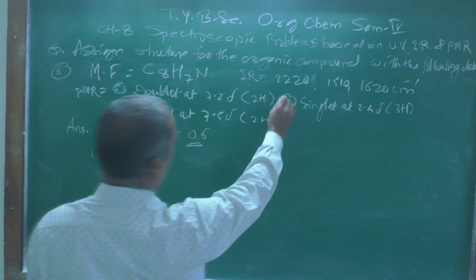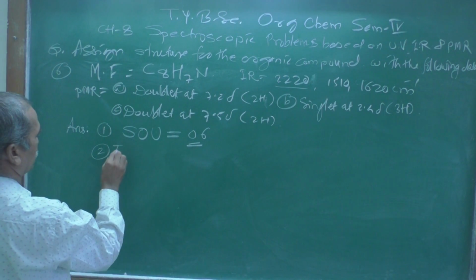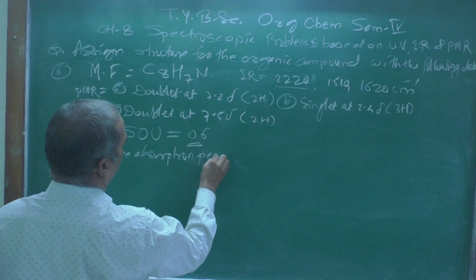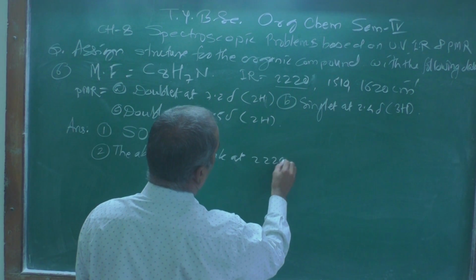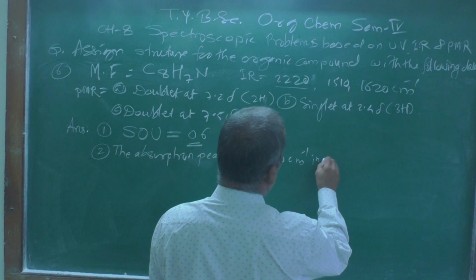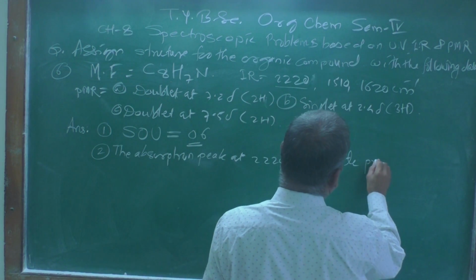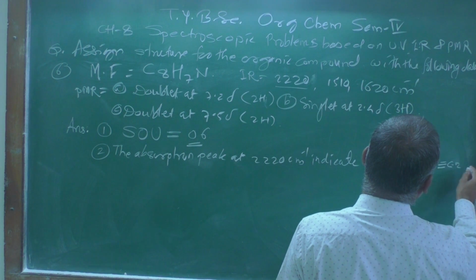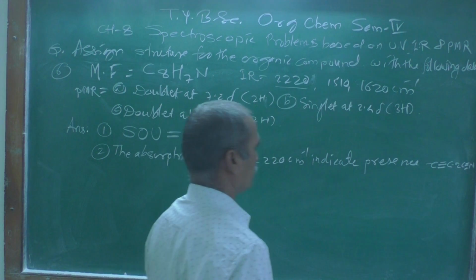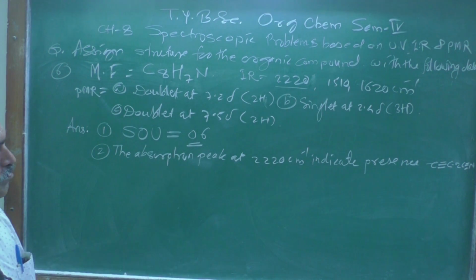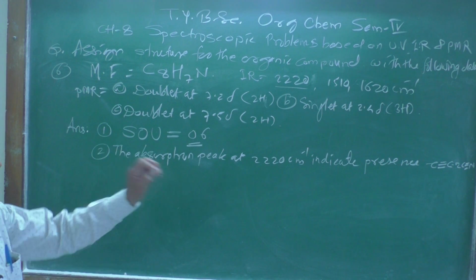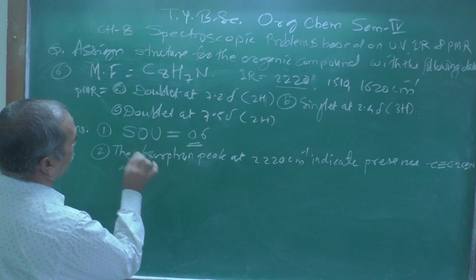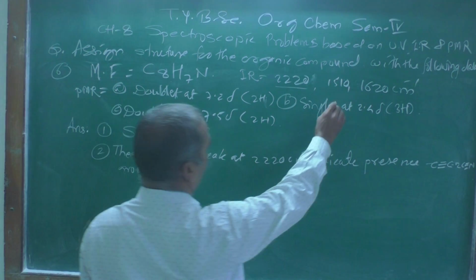What is the next point? Look at the IR. The absorption peak at 2220 per centimeter indicates the presence of C triple bond C or C triple bond N. The absorption peak at 2220 per centimeter clearly indicates the presence of a carbon-carbon triple bond or carbon-nitrogen triple bond group. Now let's move on to the next one.